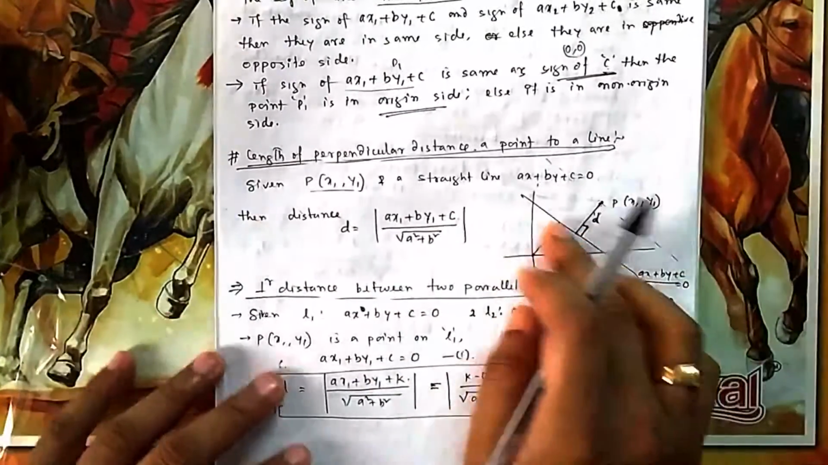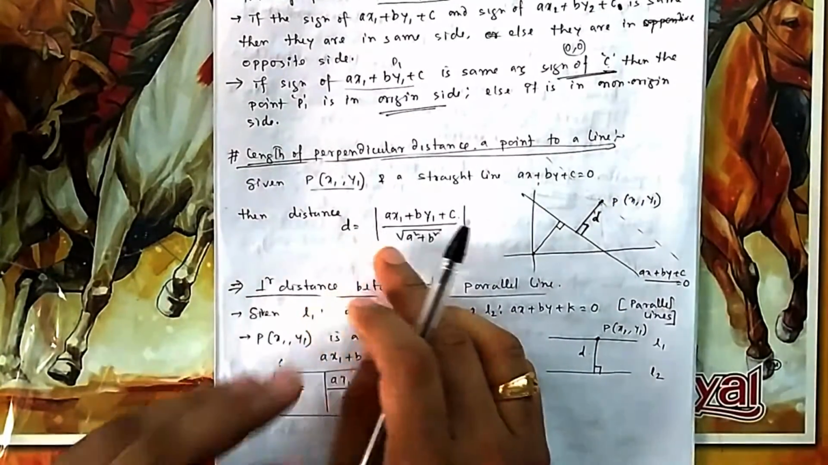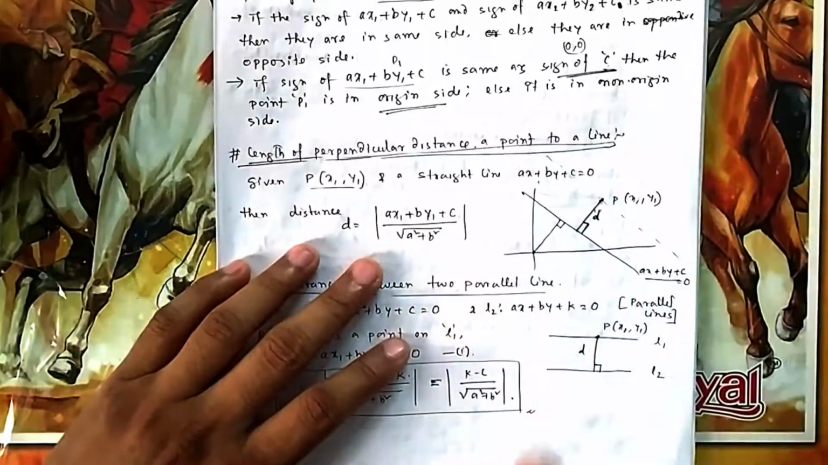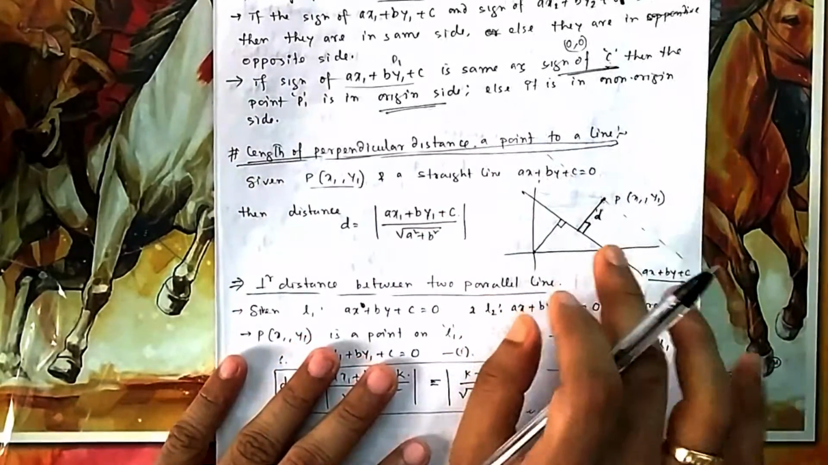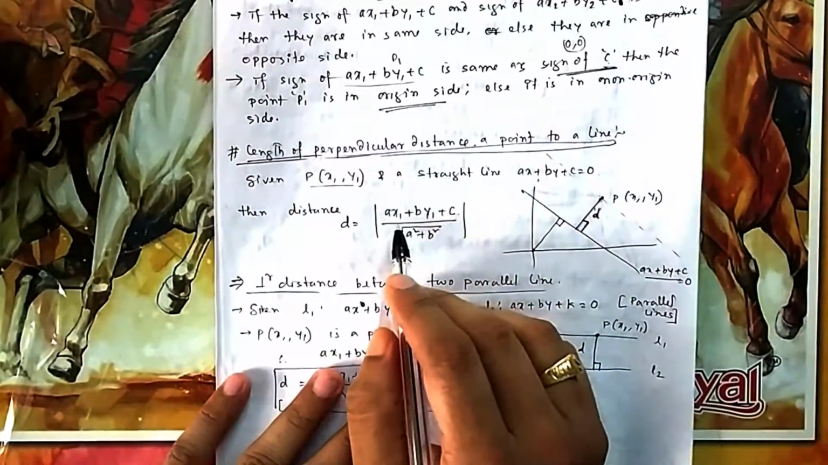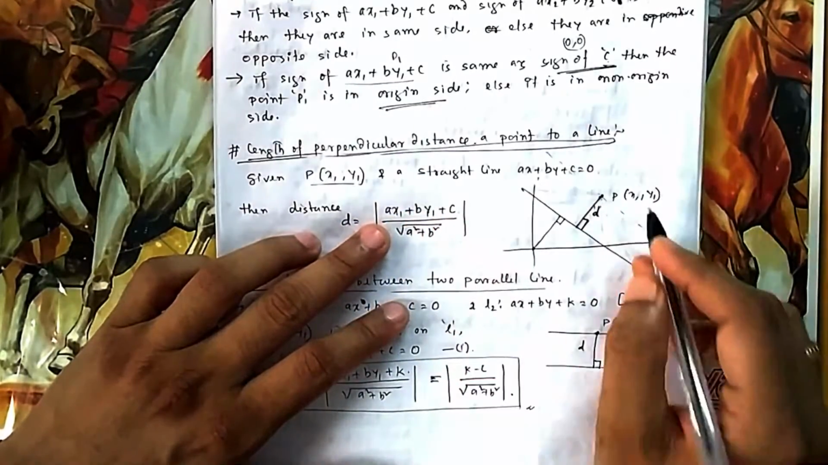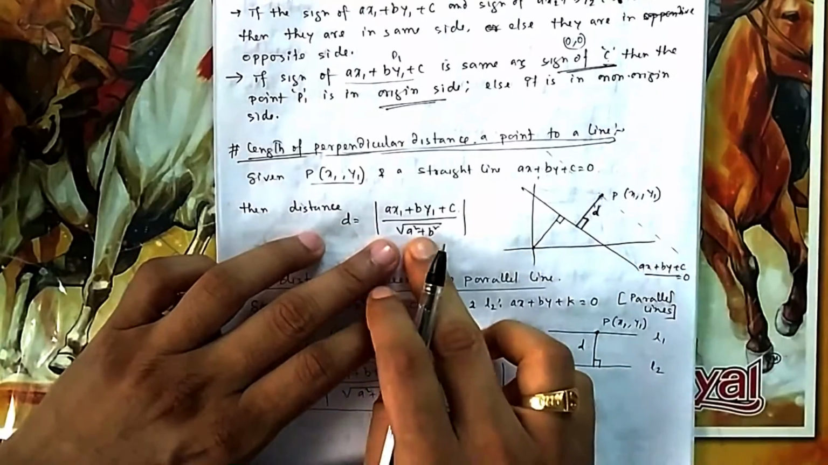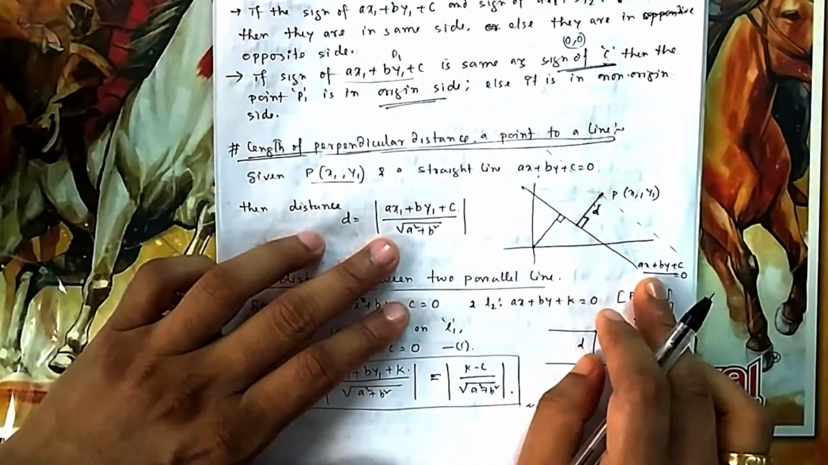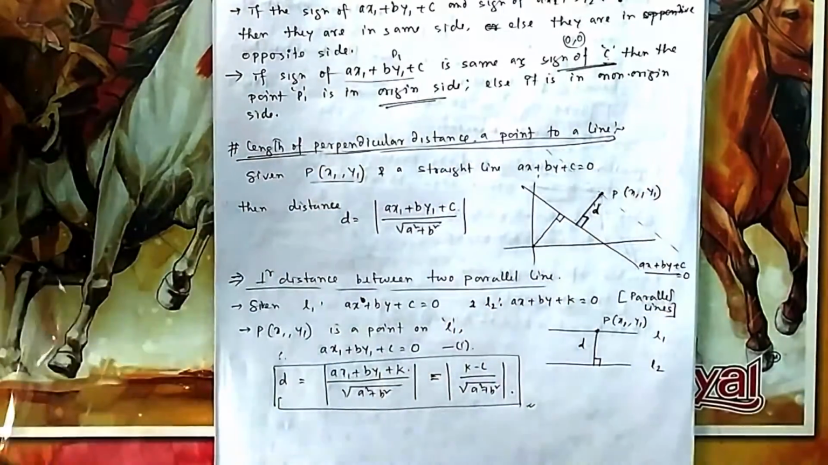A straight line is given and the point is given. So how to calculate this distance? I am directly writing the formula here. I will give you a hint also on how to prove it, but I am not doing the proof here. So this is ax1 plus by1 plus c. You put this point in this equation and then divide by under root a square plus b square, the coefficients of this. This thing can be proved this way.